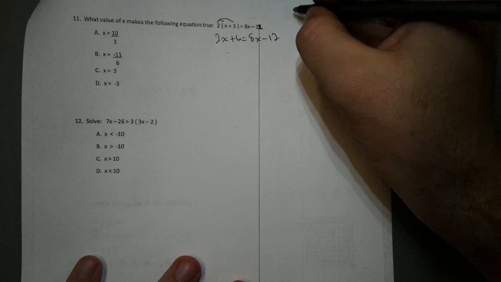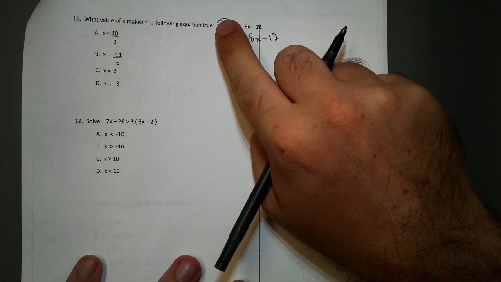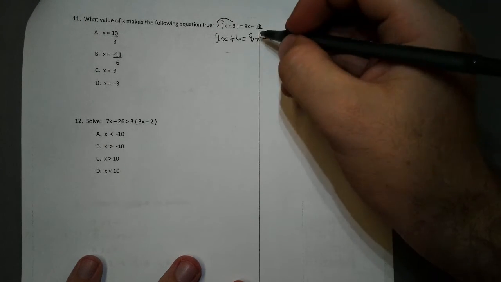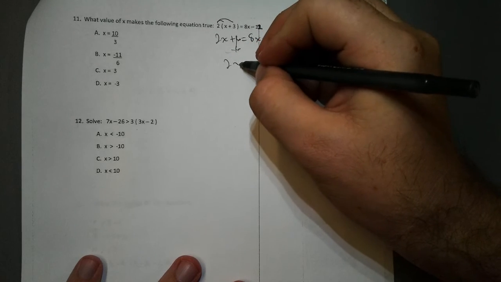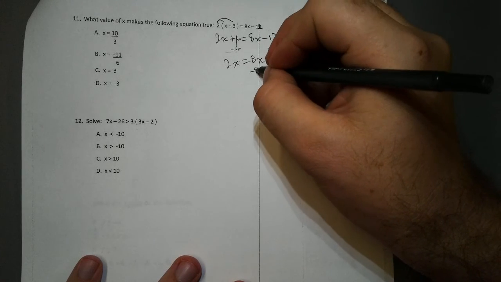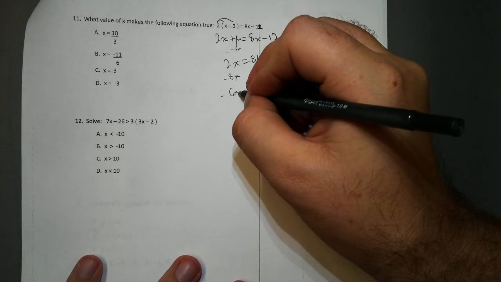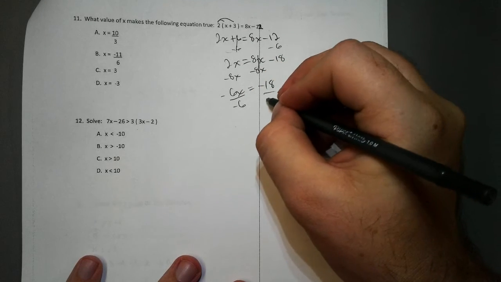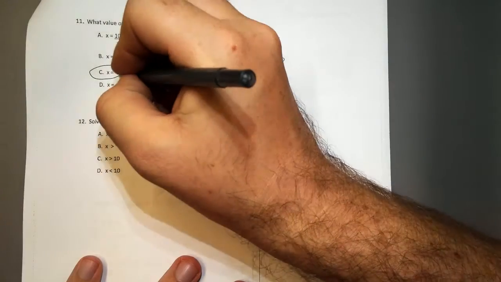Now, we've already distributed. Combine like terms. Look on the left. Nope. Look on the right. Nope. So now we're going to start moving numbers. I like my numbers on the right, so I'm going to move 6. Now I'm going to move my x's over. And then last, divide by that coefficient. And I got x equals 3, which is answer C.